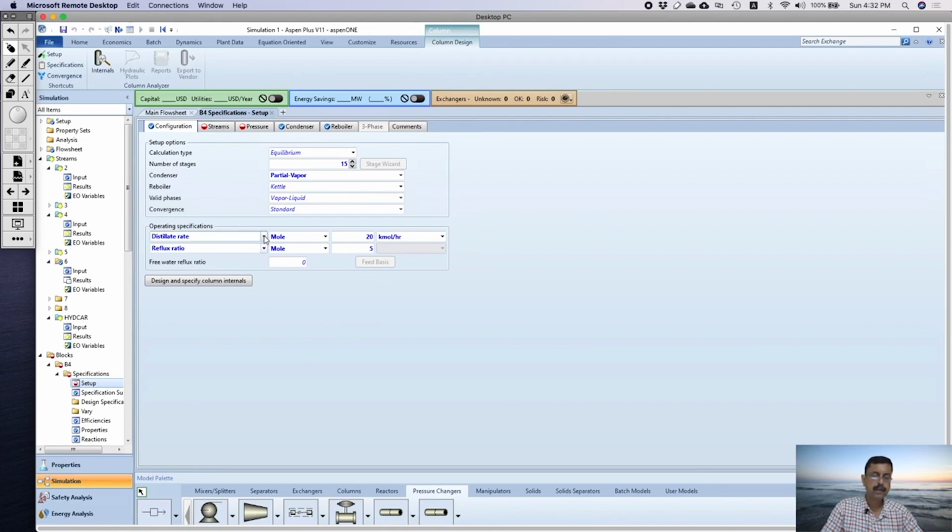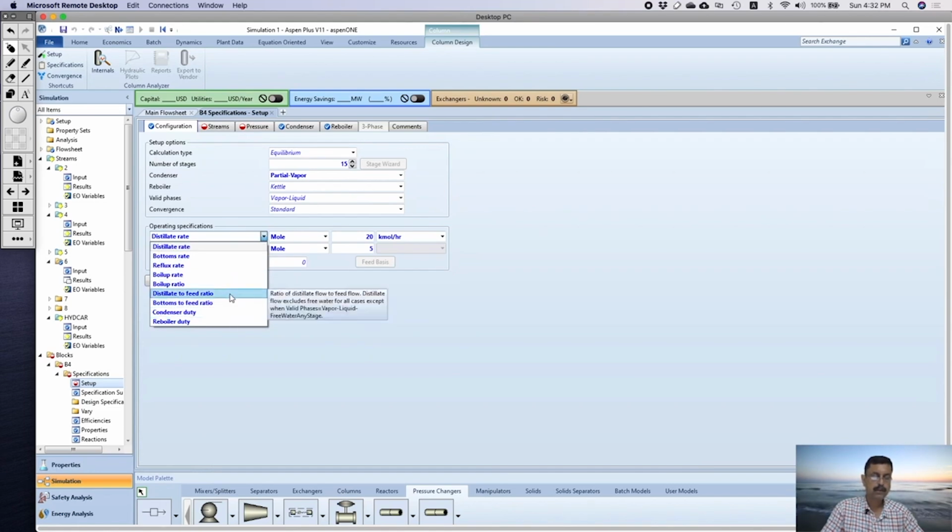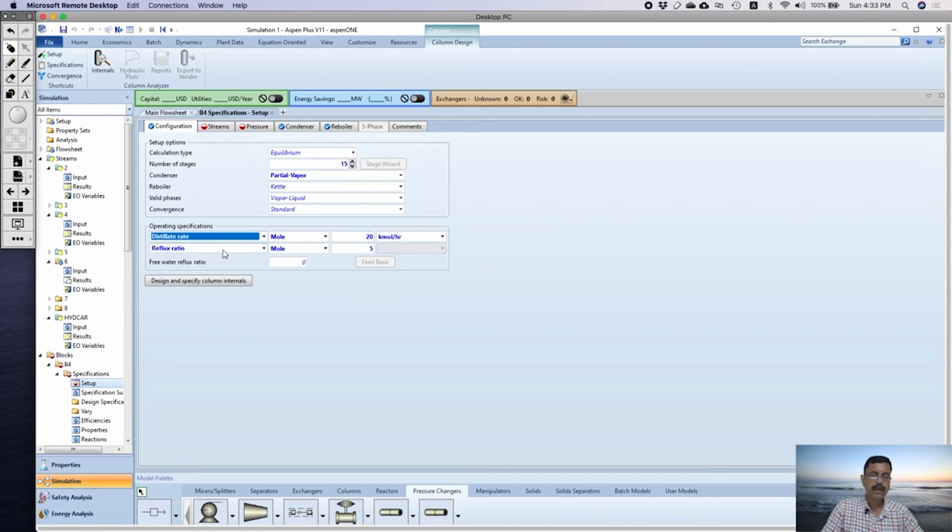Instead of distillate rate, you can give bottoms rate, reflux rate, boil up ratio, distillate to feed ratio, condenser duty, all these things. But we have the information for distillate rate. So if you give either of them, the equation will be complete. So its configuration is complete. Let us go to next.